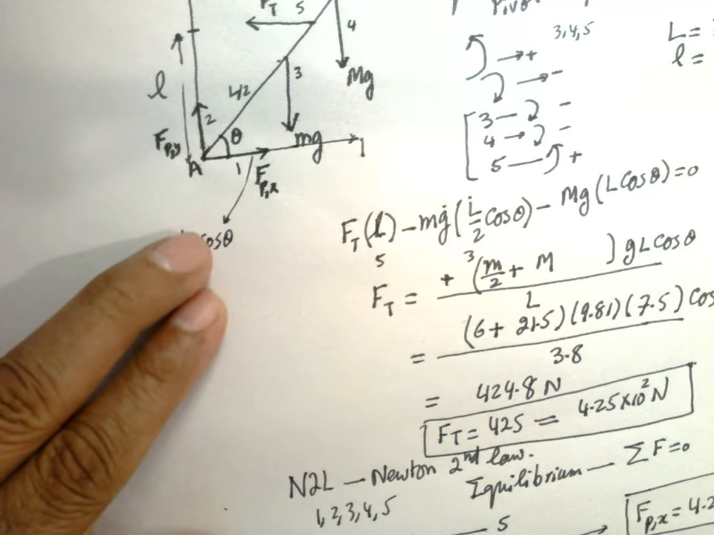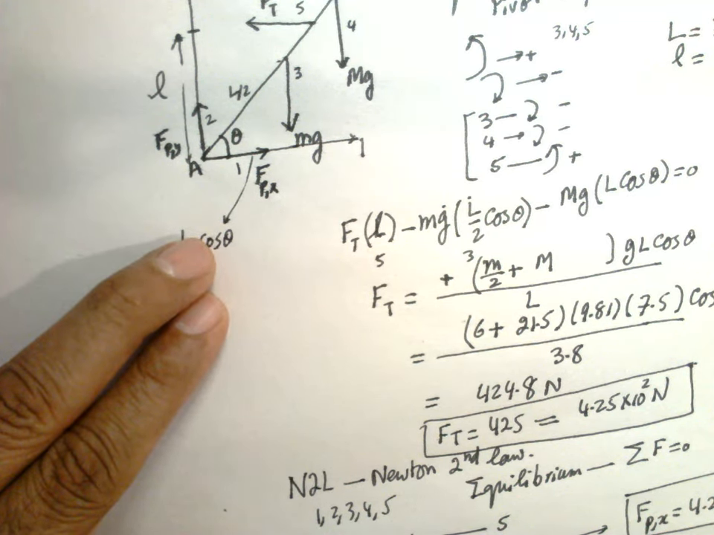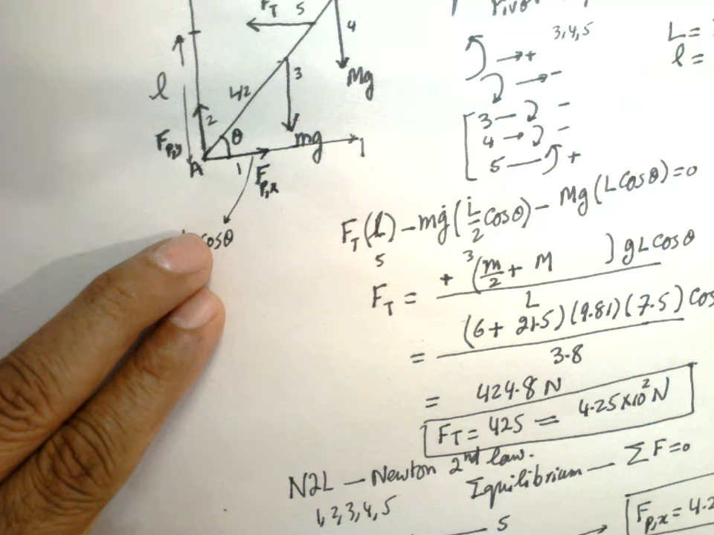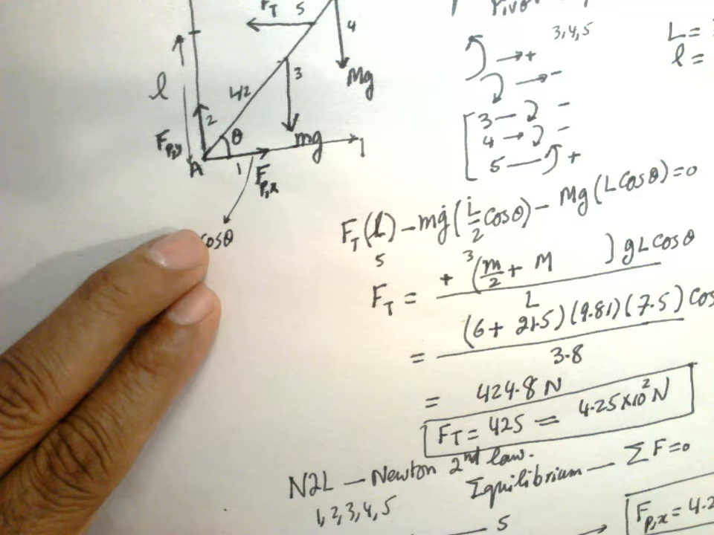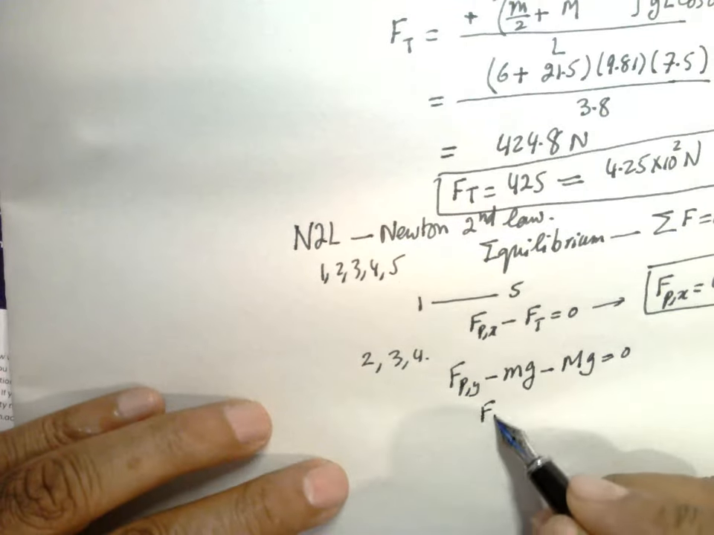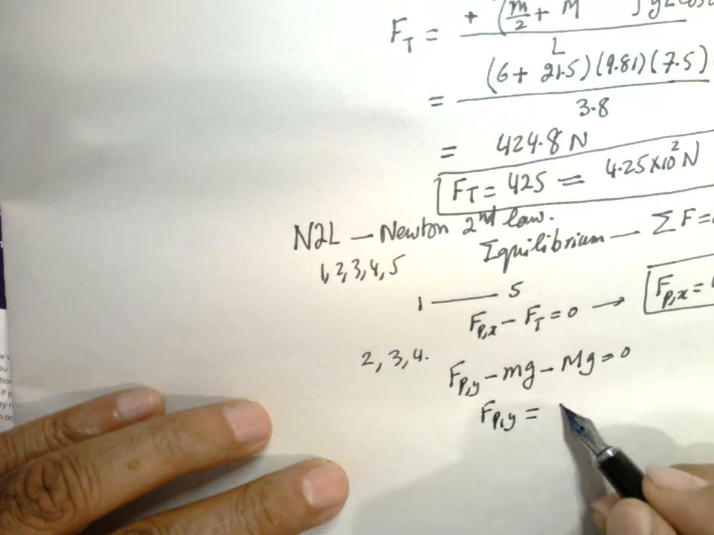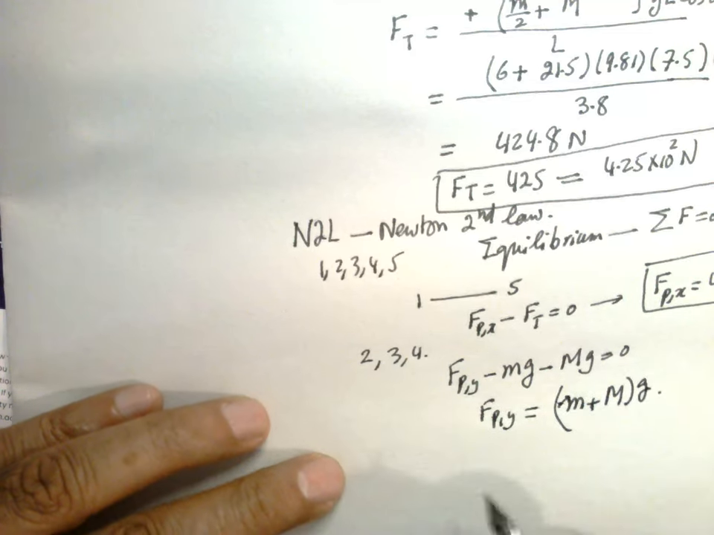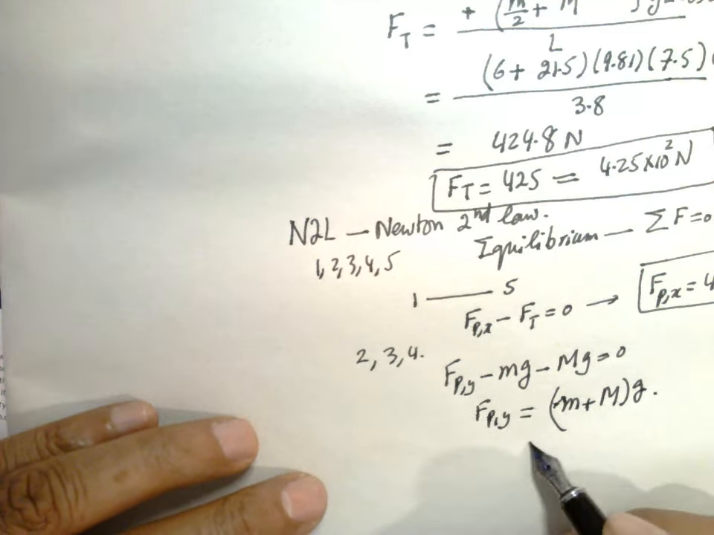Then the force 2, 3, and 4. 2 is positive, Fpy. 3 is negative, minus mg. And 4 is also negative, capital Mg, which is equal to 0. So F of Py, which is equal to m plus capital M into g.